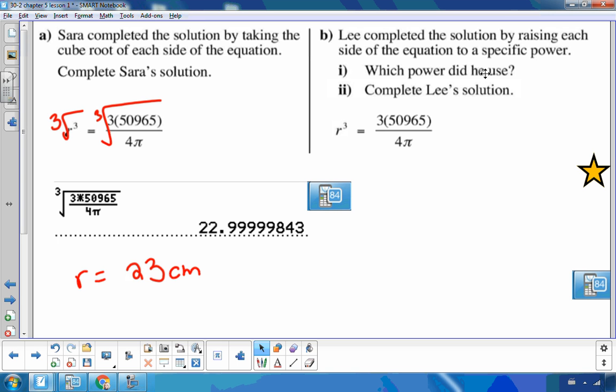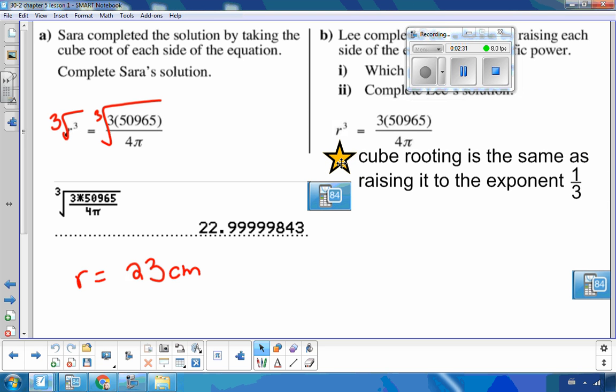So Lee completed the solution by raising each side of the equation to a specific power. Oh, except Lee is a boy. That's okay. So what power did he use? So we want to get rid of r cubed. So since I'm cubing it, and I know the opposite of cubing is cube rooting, I can also raise to another power to get the cube root. And that power that I can raise to, the reciprocal power, is to the 1/3. So I can raise that to the 1/3 power to get rid of my root.